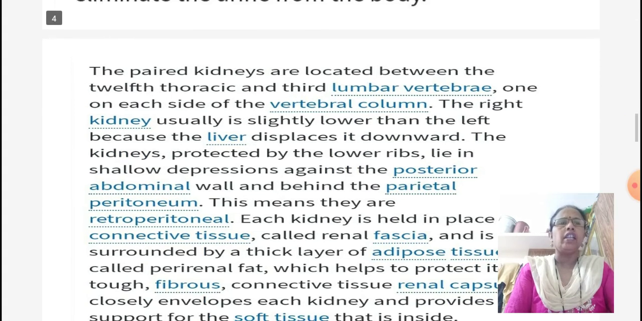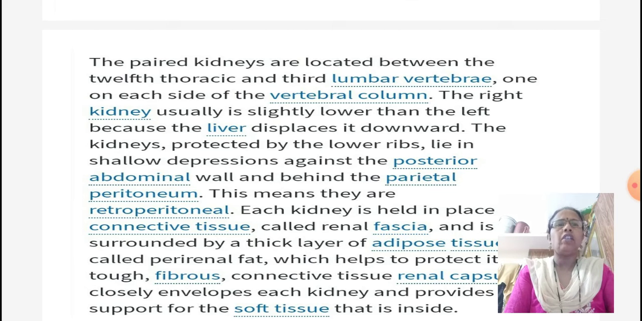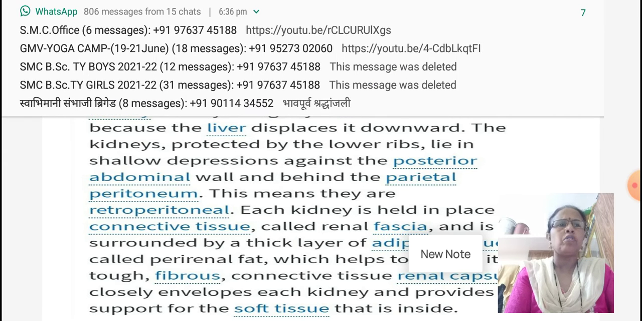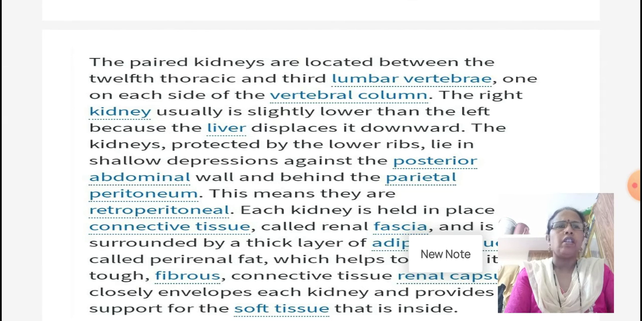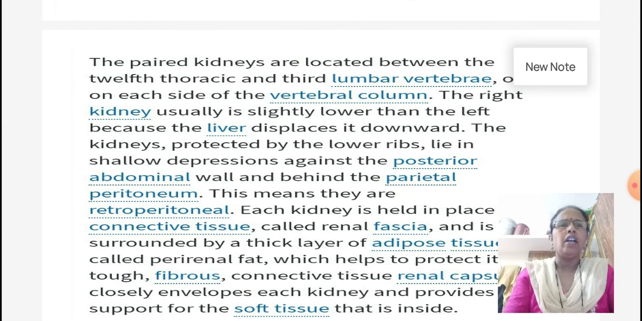The paired kidneys are located between the 12th thoracic and 3rd lumbar vertebrae, one on each side of the vertebral column: right kidney and left kidney. The right kidney usually is slightly lower than the left kidney because the liver displaces it downward. The kidneys are protected by the lower rib, lie in a shallow depression against the posterior abdominal wall and behind the parietal peritoneum. This means they are retroperitoneal.